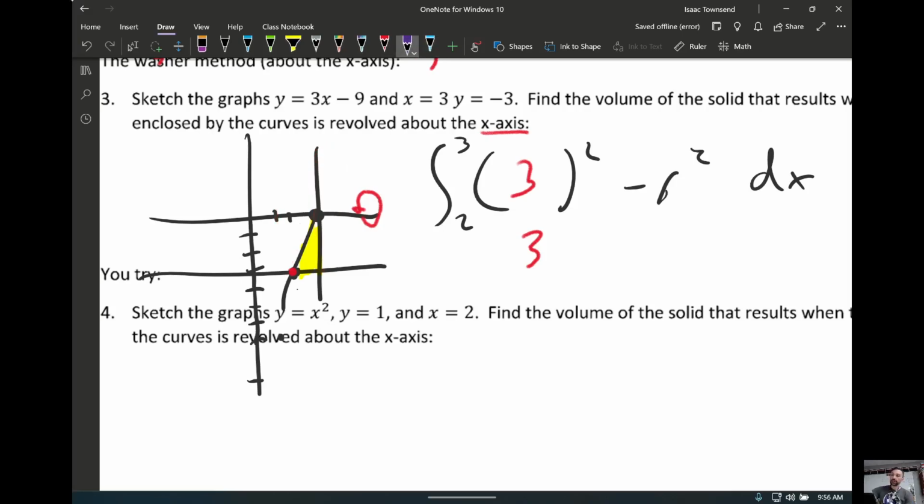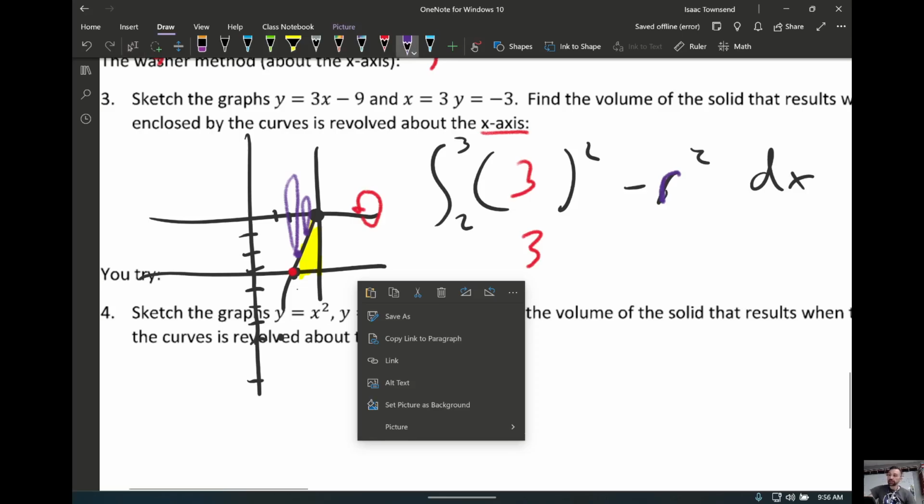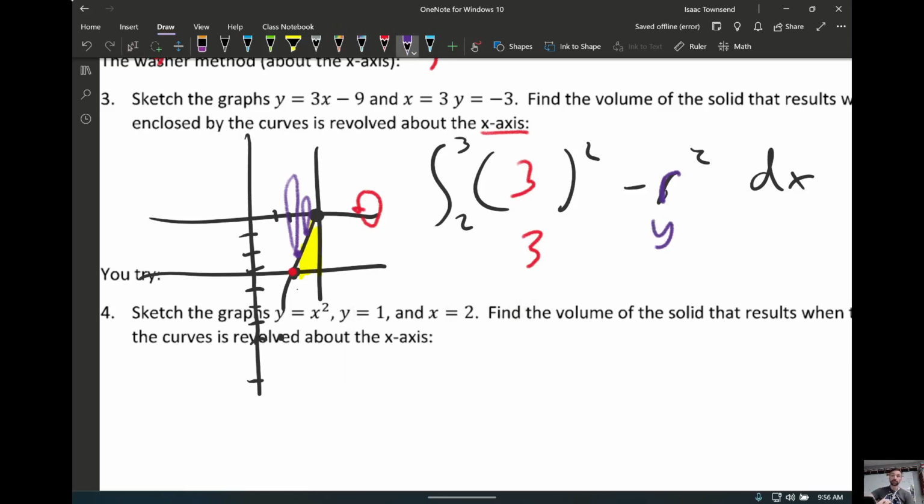And then the little radius, small r, is going to be the points on the enclosed area closest to the line you're rotating it around, the missing stuff. And this one is the distance from the x-axis to the function. The distance from the x-axis to the function, the generic name for that is y, but I need it in terms of x. So don't call it y, call it 3x minus 9.